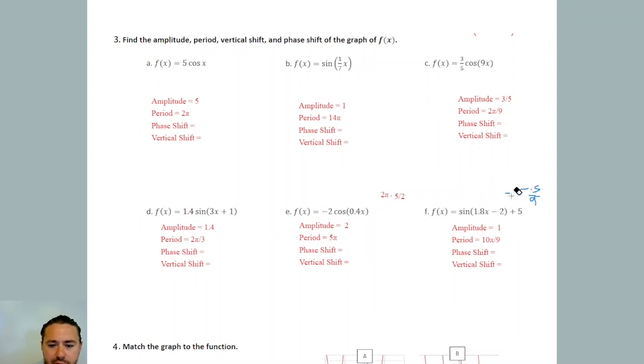Okay, so there's all the periods, the 2 pi divided by B. Now let's do the phase shift, which is C divided by B. So this is going to be just 0, because we don't have any C. This one's also going to be 0. We're not adding or subtracting anything in the parentheses. That's what we're looking for here. This one's also 0. This one, okay, now we've got something to work with. So you want to be careful with the phase shift.